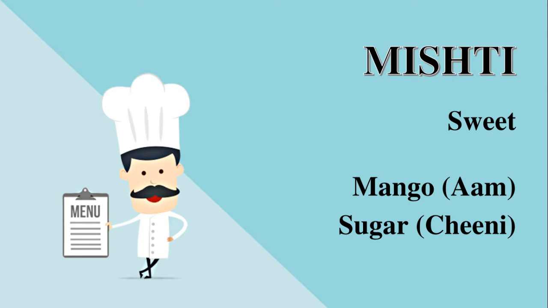The first one is mishti, which means sweet. Now mishti is also the word for sweet meats, the ones you can buy off the shelves in a shop. So mishti is the word both for sweet meats as well as the taste sweet. So some examples of the taste, like foods having the taste sweet, are aam, which means mango, and chini, which means sugar.